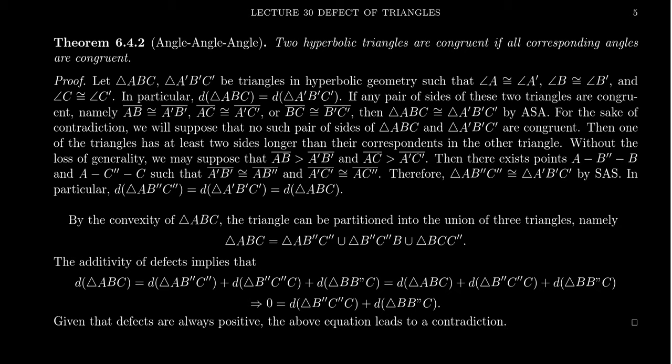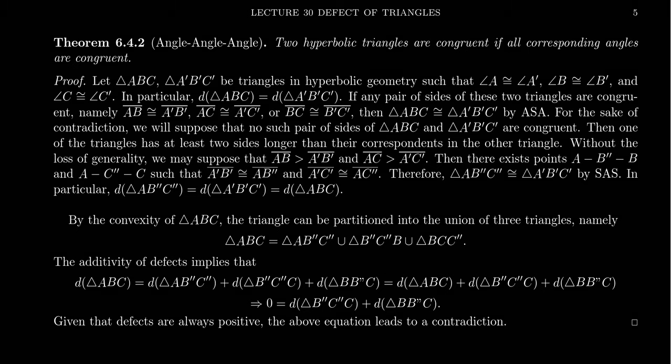This maybe comes as no surprise to you at this moment, but the existence of similar triangles is equivalent to the hyperbolic parallel postulate, or the Euclidean parallel postulate. Whoops. The angle is actually a triangle congruence condition in hyperbolic geometry. To prove this one, you can see the proof in front of you. You're welcome to pause the video and read through it on your own.